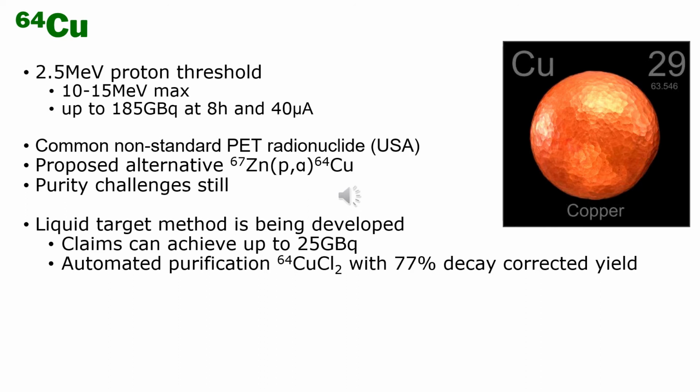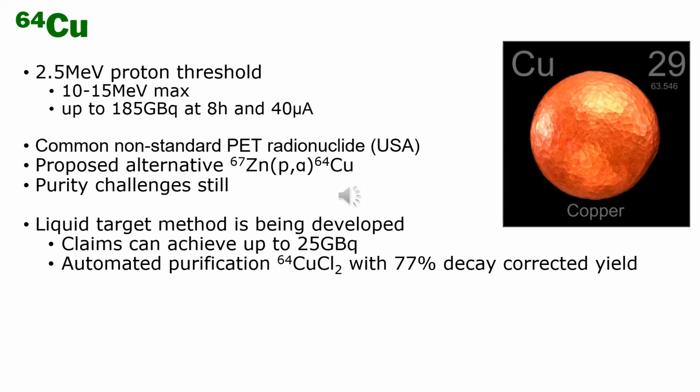Copper-64 began being utilized in the late 1990s as a non-standard radionuclide for PET. Cyclotron production of copper-64 uses a nickel-64 proton-neutron copper-64 production pathway with a solid nickel target. The maximum copper-64 yield occurs at a 10 to 15 megaelectron volt proton beam, but requires a beam of at least 2.5 megaelectron volts to function. These values can be easily obtained with current small medical cyclotrons.